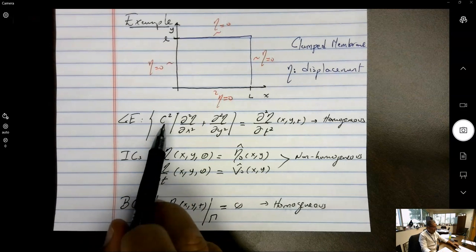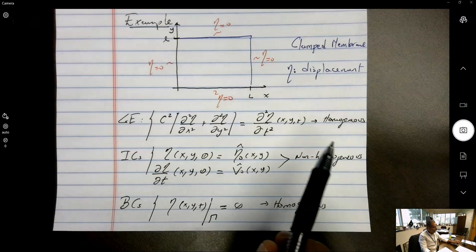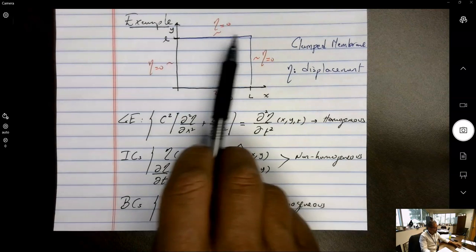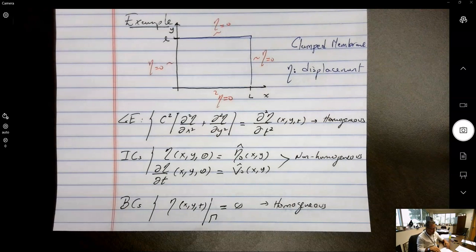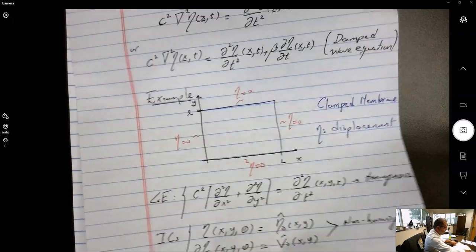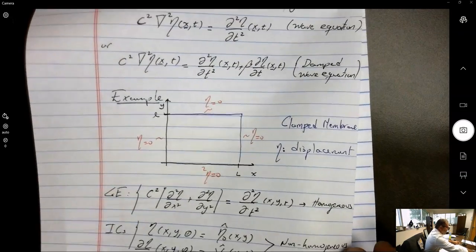The c squared, obviously in this case, is not the speed of light. That would be in the electromagnetic equations. In this case, c squared contains some physical properties of the material itself, the membrane, the elasticity of the membrane, and so on. That's irrelevant now. It's a physical quantity. For us, it's just a mathematical parameter, so just keep it that way.